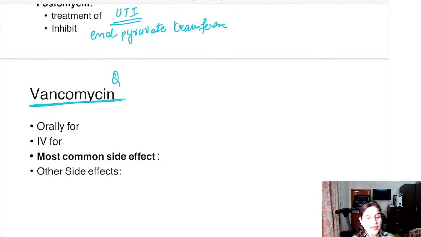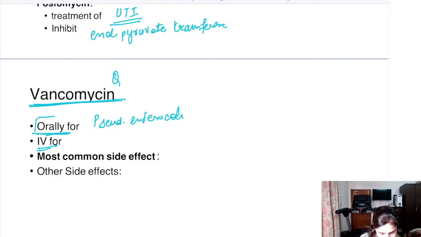It is given orally or it is given IV. For which condition do we give it orally? Any guesses? It doesn't need to be absorbed for this purpose. When you give it orally, it is given for what condition? Okay. Orally, it will be given for, very good Anna, pseudomembranous enterocolitis. IV, you can give it for MRSA, it is the drug of choice for methicillin resistant Staph aureus. So IV for MRSA, orally for pseudomembranous enterocolitis.